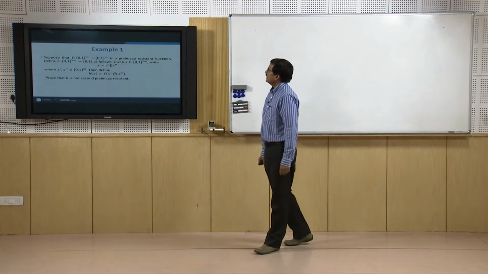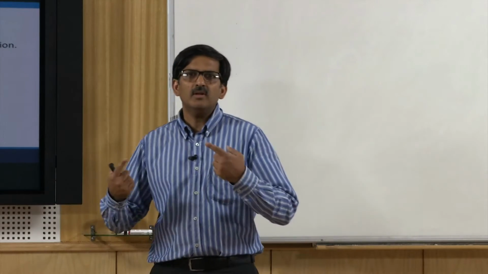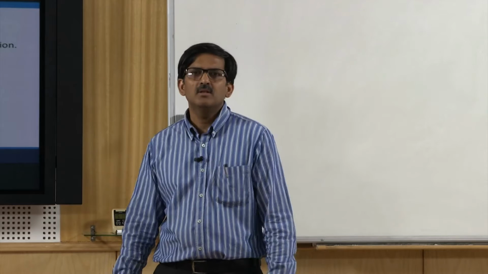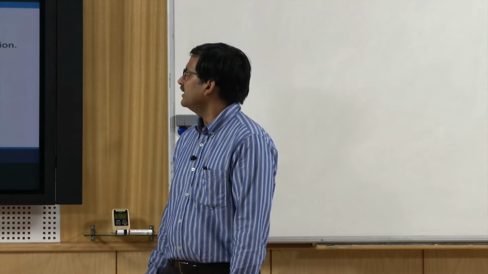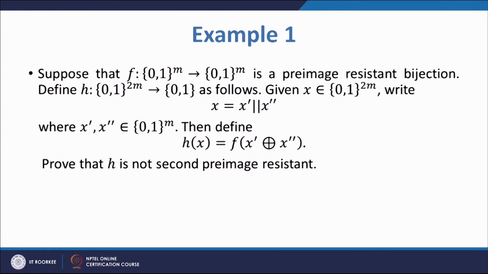Example 1 says that let us suppose we have a bijection from 0 1 raised to the power m to 0 1 raised to the power m, which is pre-image resistant, and suppose we are going for some kind of iterative construction with this bijection. The iterative construction goes in this way. We are using f as a compression function and h is a function from 0 1 to the power twice m to 0 1 to the power m. Let me write over here.